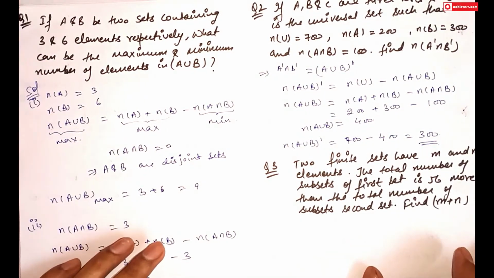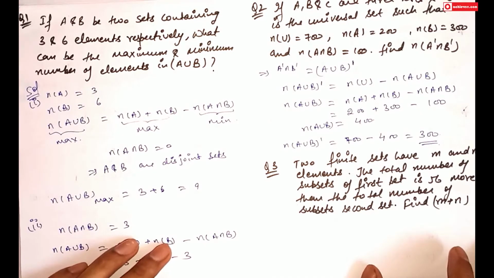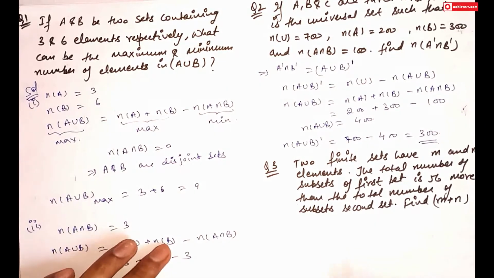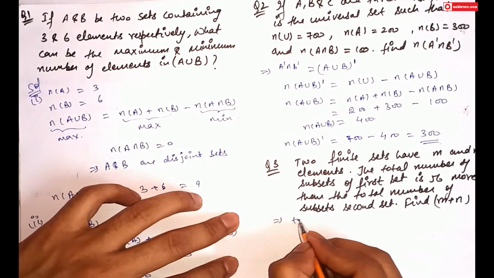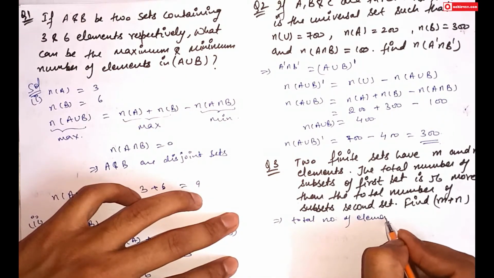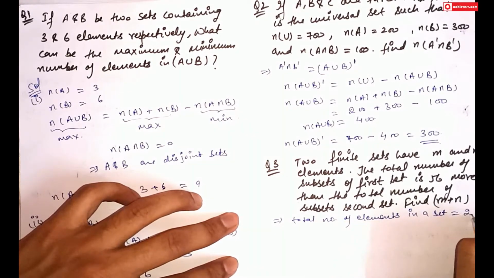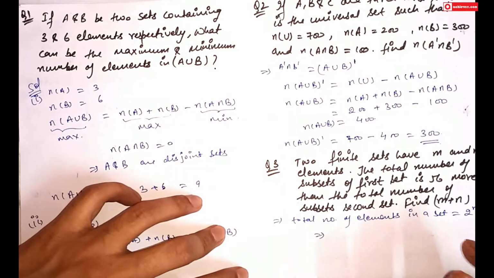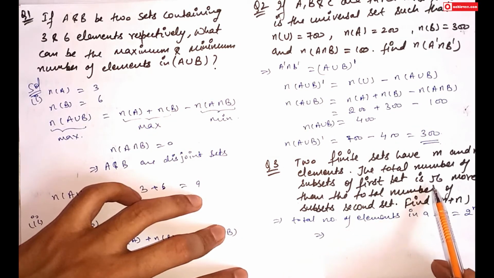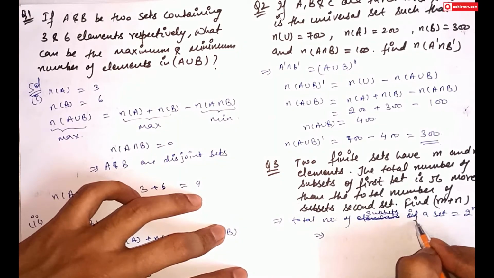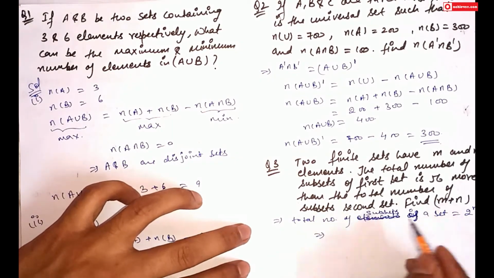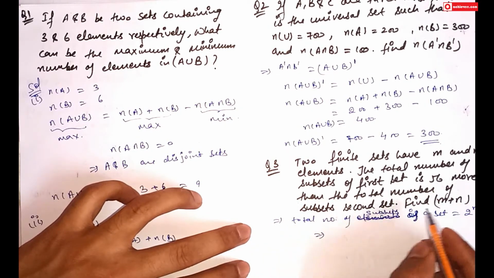Now the third question. Two finite sets have m and n elements. The total number of subsets of the first set is 56 more than the total number of subsets of the second set. Find m plus n. So you remember we have studied a formula. The total number of subsets of a set is given by 2 raised to the power n. So it is given that the total number of subsets of the first set is 56 more than the total number of subsets of the second set.